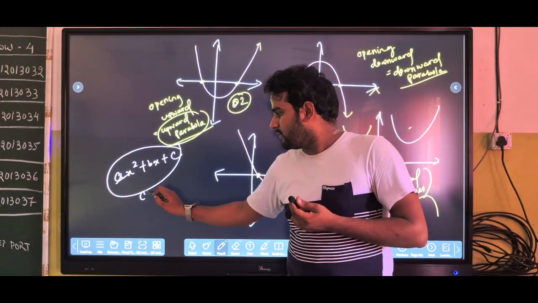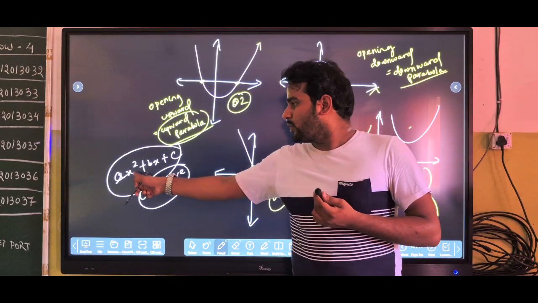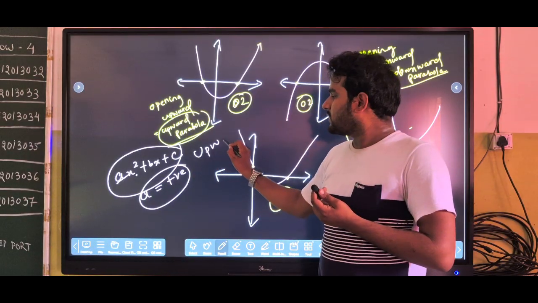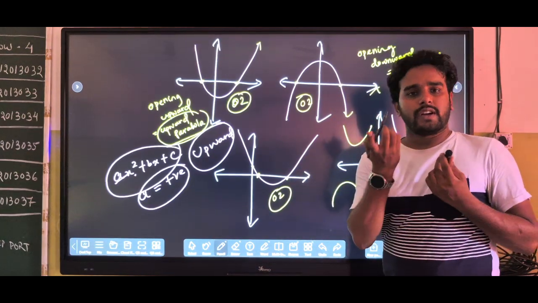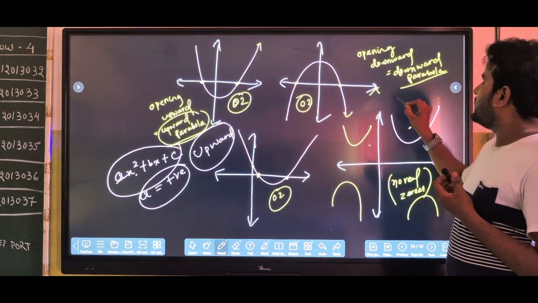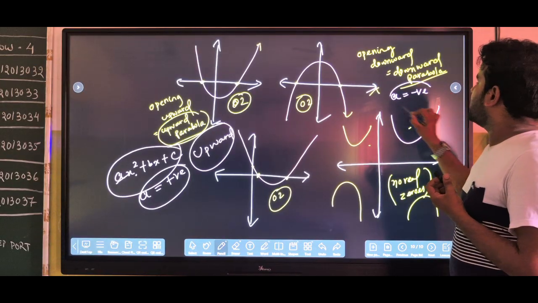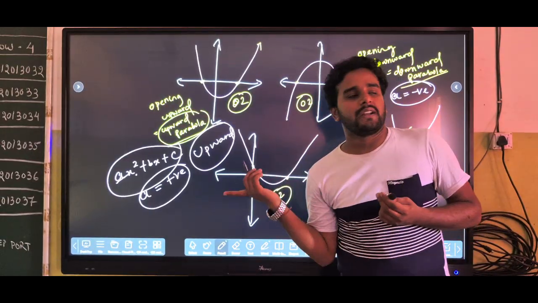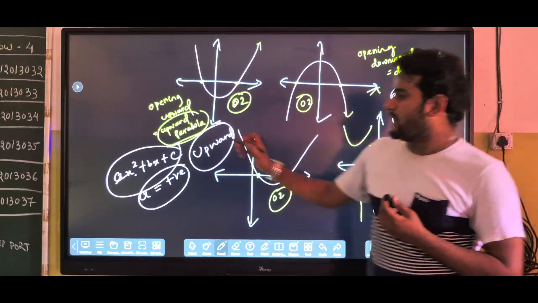If a is positive, means the coefficient of x square is positive, it is upward. Simple. And for downward, a, that is the coefficient of x square, is negative. If the coefficient of x square is negative, it is a downward parabola. If the coefficient of x square is positive, it is an upward parabola. Clear?